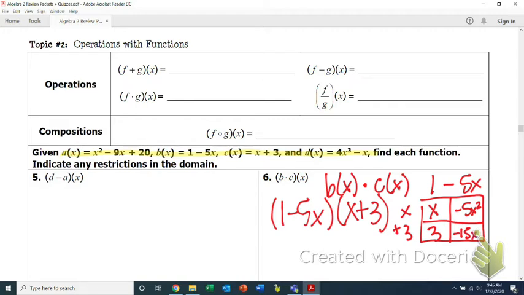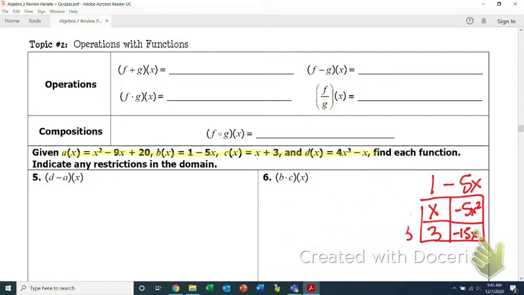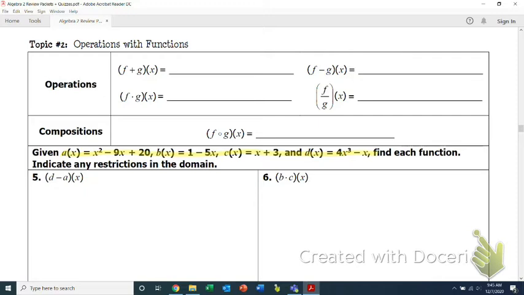Combine like terms. So we have a negative 5x squared minus a 15x plus an x plus a 3. When we combine those, we get negative 5x squared minus 14x plus 3. Very easy. These have got to be gimmies, guys. All you're doing is multiplying, adding, subtracting, dividing, everything you learned way back when in like the 4th grade.